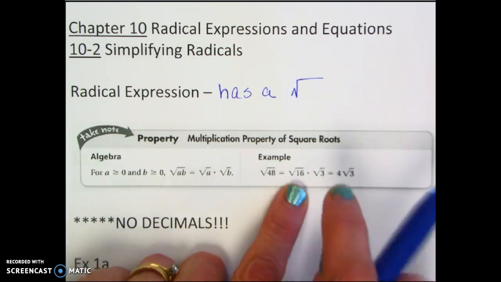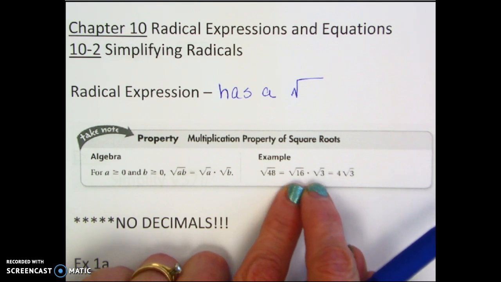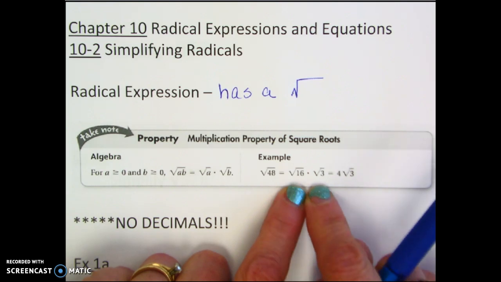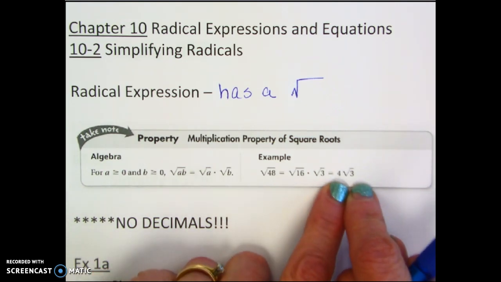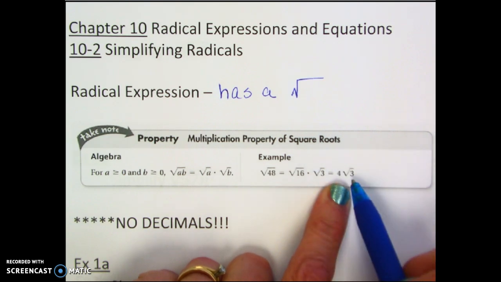So what I mean by perfect square, square root of 16 is a perfect square. Square root of 16 is 4. So we would want to simplify that, if possible, to a 4. The square root of 3 doesn't simplify, so that stays the square root of 3.